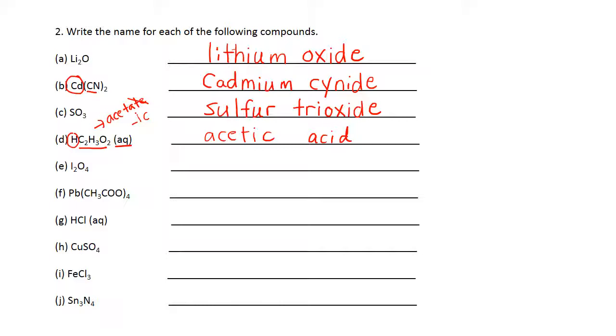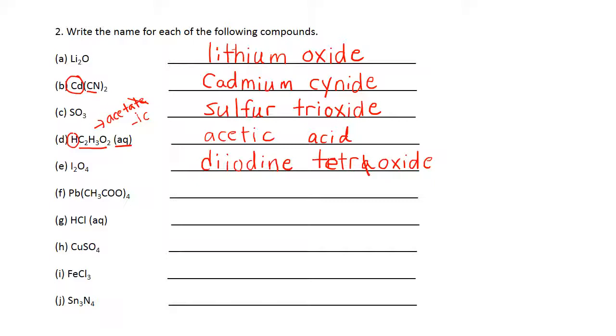I2O4, well, that's going to be covalent, so I need to use prefixes. So 2 iodine, so di-iodine. And 4 oxygen, so that's going to be tetraoxide. But when you have A and O, you always drop A there, okay?